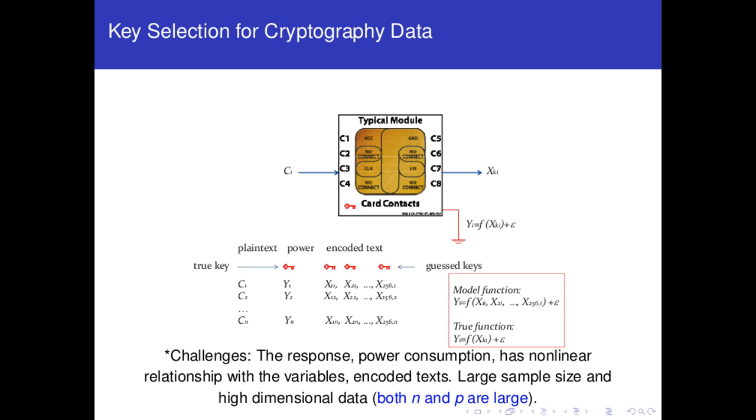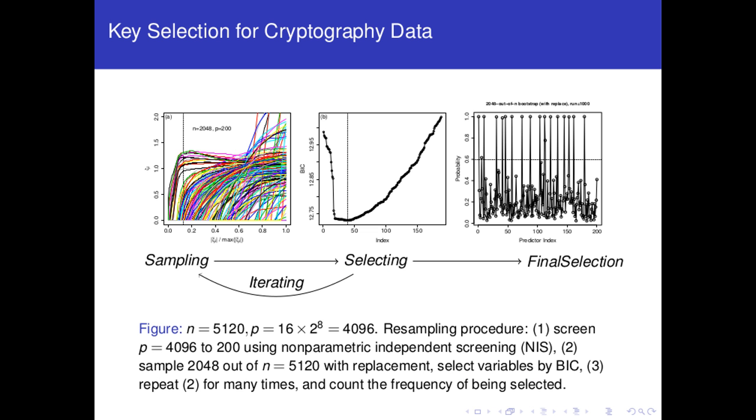This data has a large sample size and is high-dimensional data. In this case, the sample size is 5,120, and the number of variables P is 4096. We do a resampling approach, and then we calculate selection probability. The selection criterion for selection probability is 0.6. We identify 16 important keys. So we select these 16 keys with selection probability almost 1.